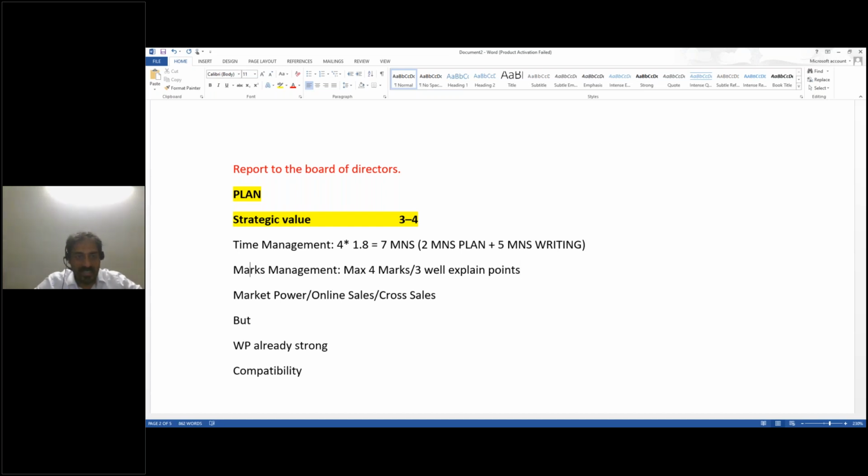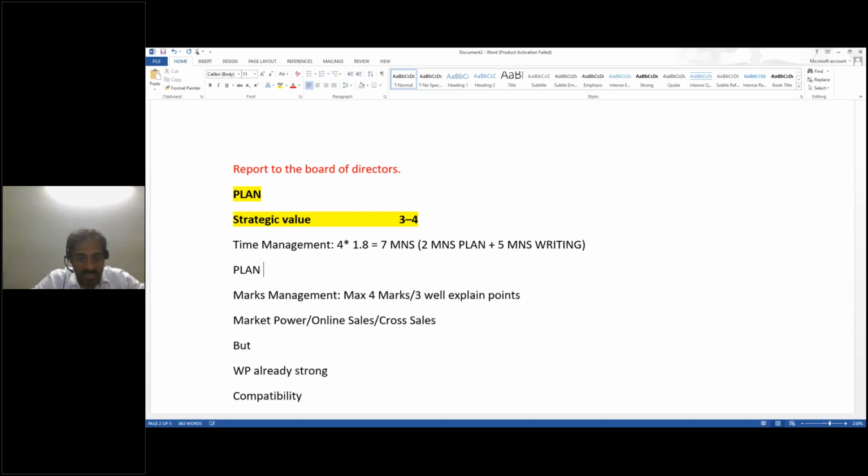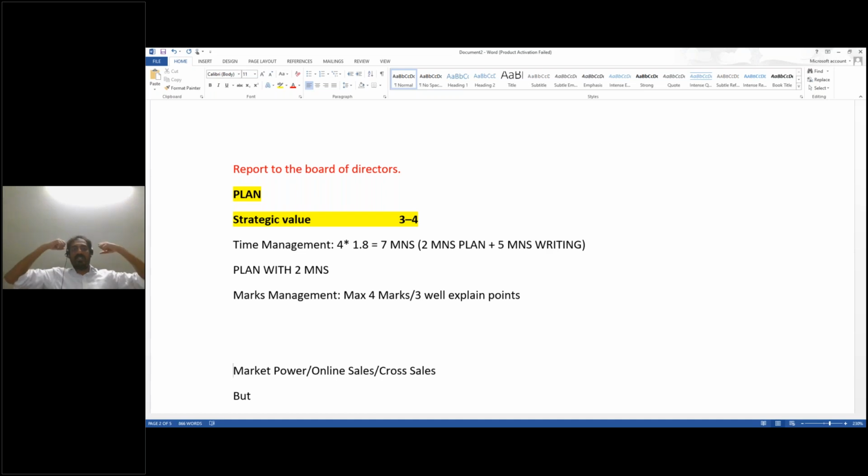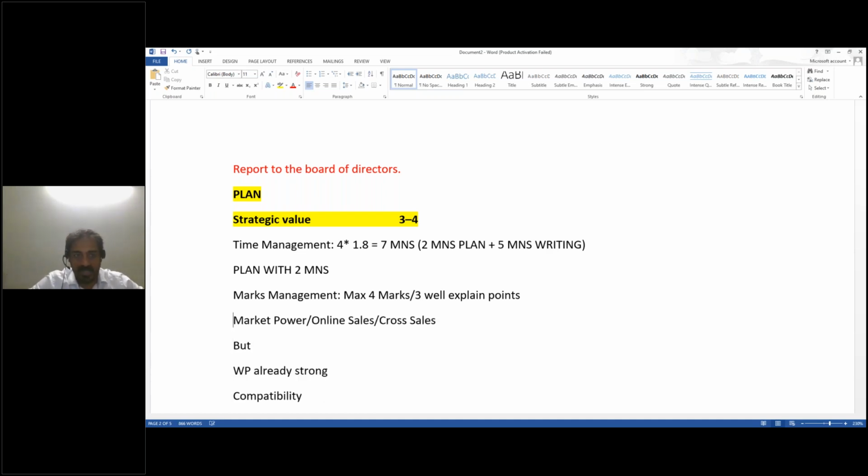What does that mean? That means you have to plan with 2 minutes with respect to the marks management. If there are 4 marks, that means 3 well explained points. Sir, what points will I write? That is the key point of today's session. Don't push the thing, pull the matter. What does that mean? Pull the matter. Think about it. Whatever I will write, first of all, have to plan.